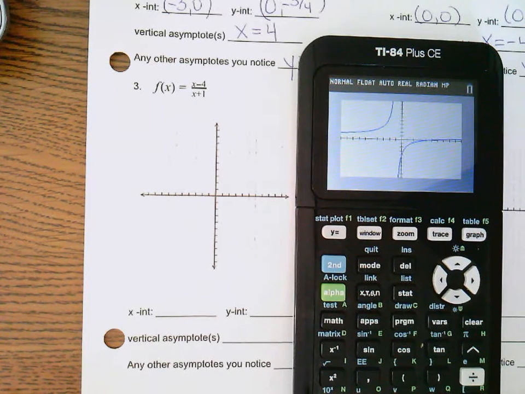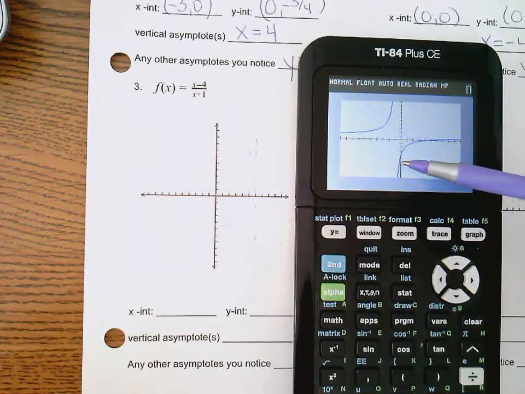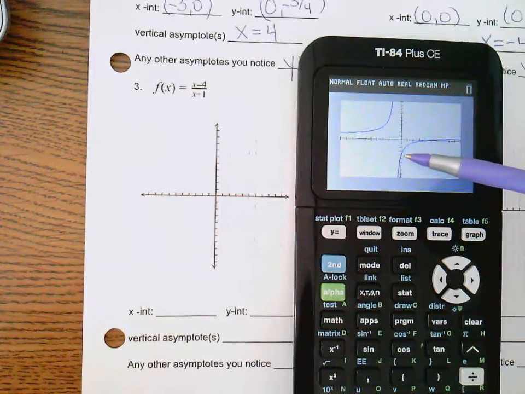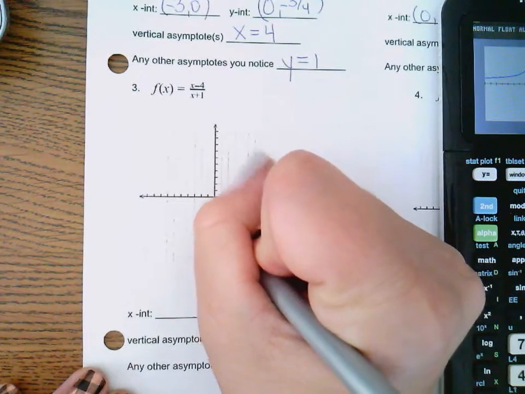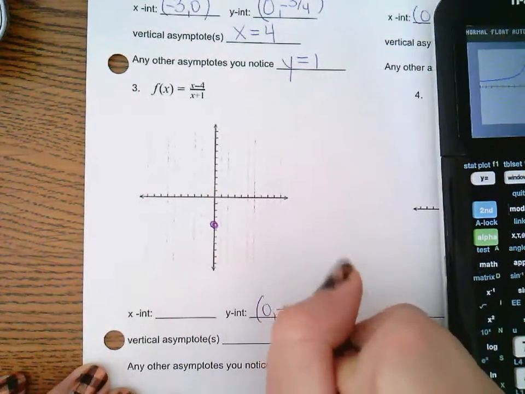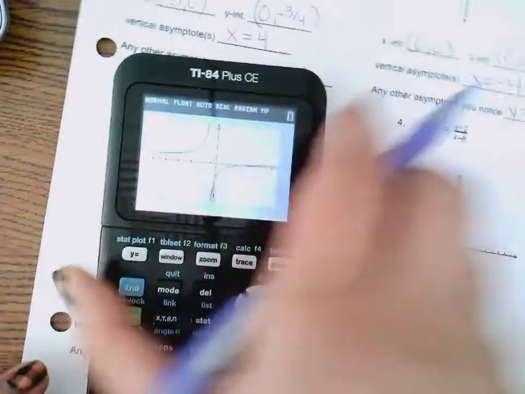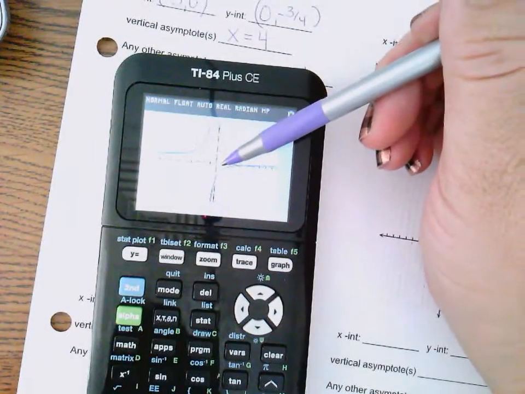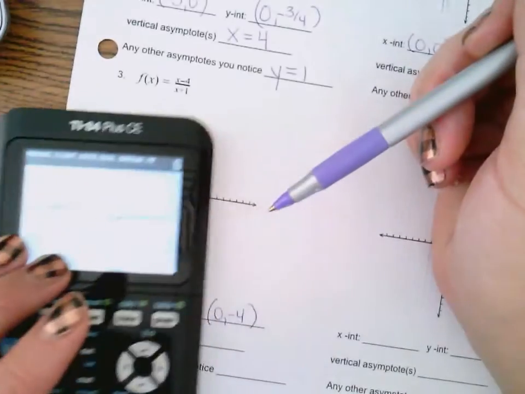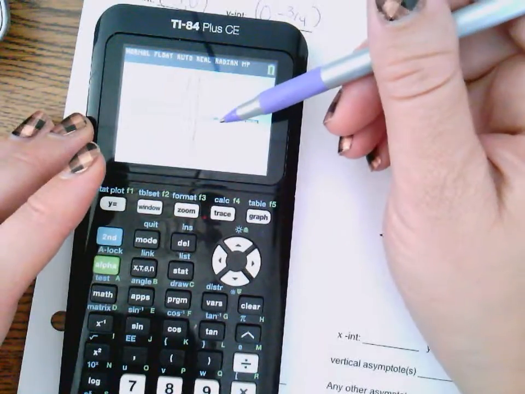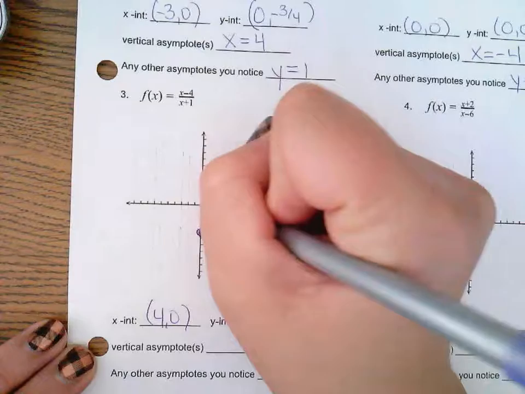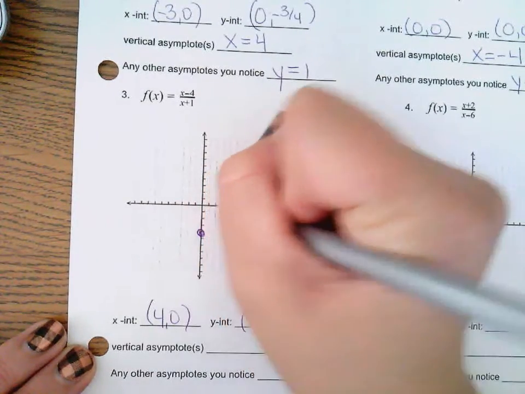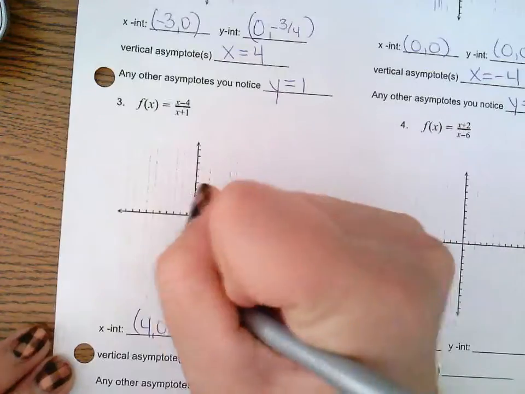So let's see, my y-intercept is at negative 4. 1, 2, 3, 4. So that's my y-intercept that I can see on my graph. And my x-intercept appears to be at 1, 2, 3, 4. So 4, comma 0. So you're just using the calculator to try to estimate the best you can.